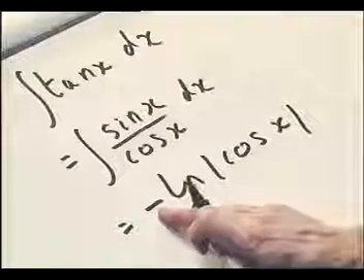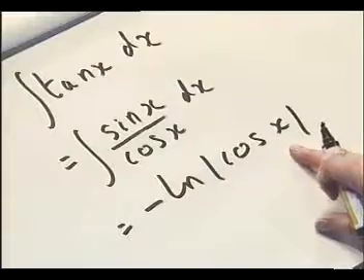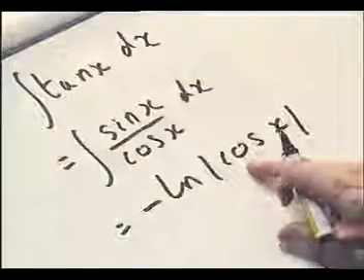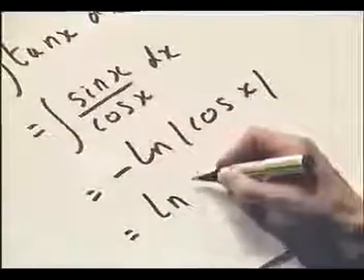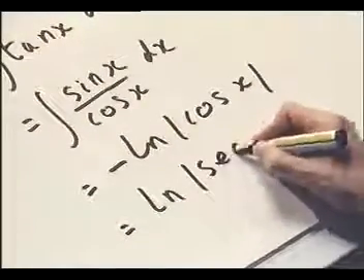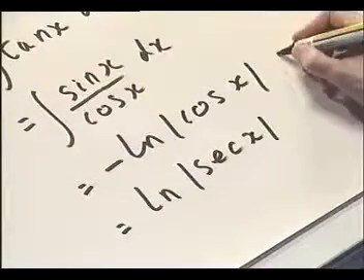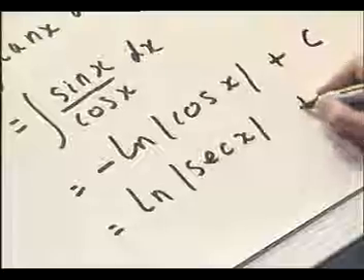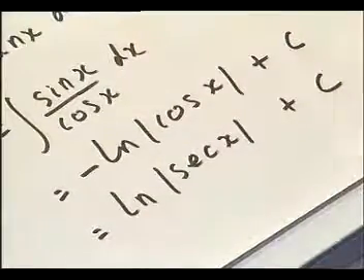When we're subtracting a log, we're dividing by what's inside. And if we divide by cosine, then that's the same as sec. And so we can show that this is the log of sec of x. And again, we must have plus a constant of integration, because these are indefinite integrals.